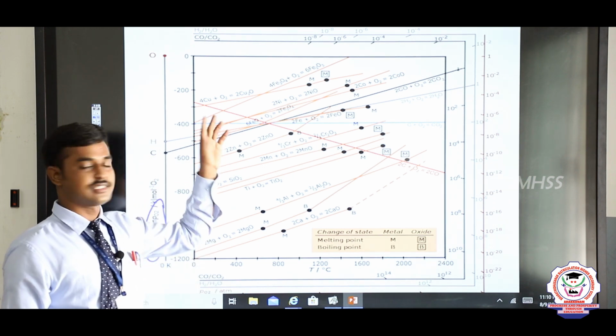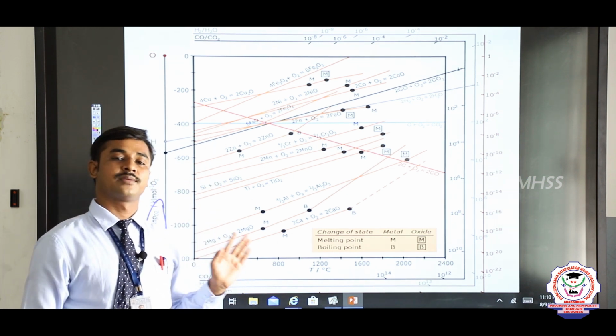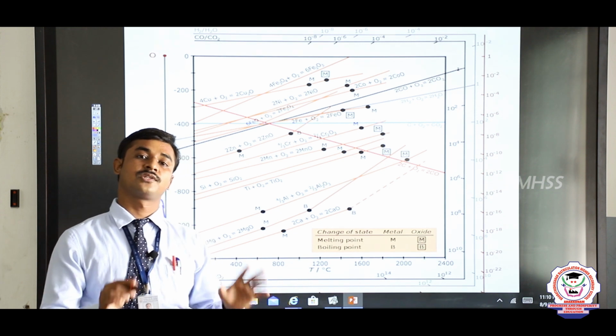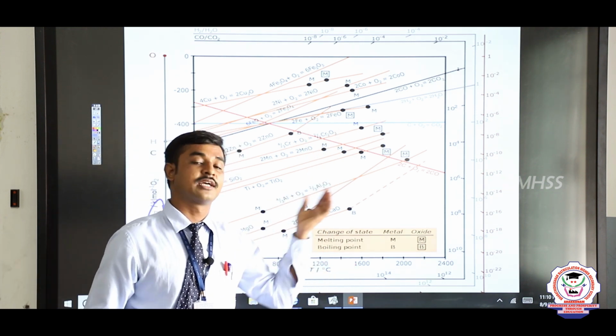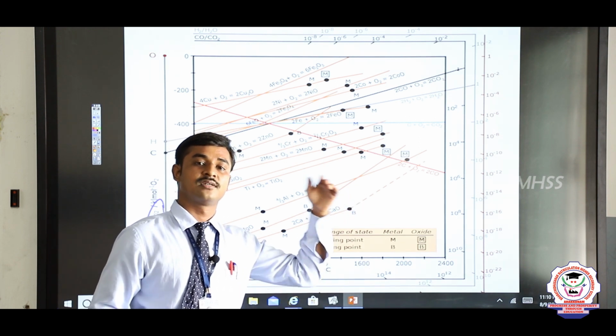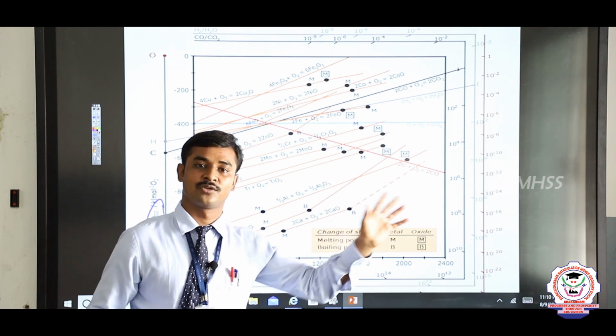So, by increasing the del G value, we can collect the metal alone. That is the reduction of metals. Metals combine with oxygen and form metal oxides. The reduction of metal oxide means the metal releases the oxygen and the metal alone is collected.